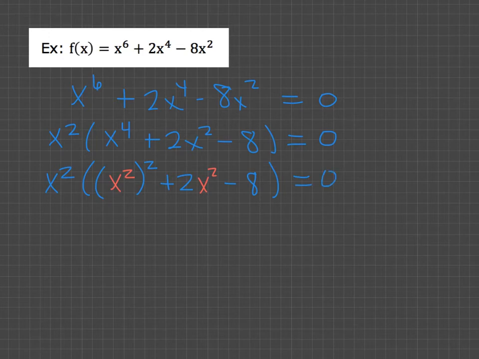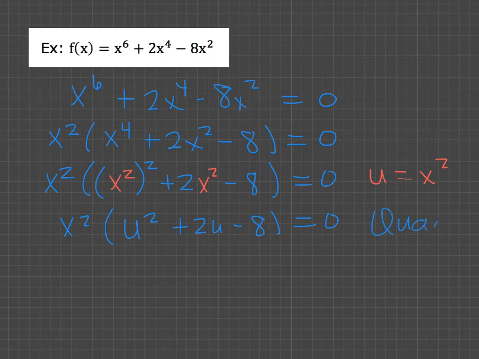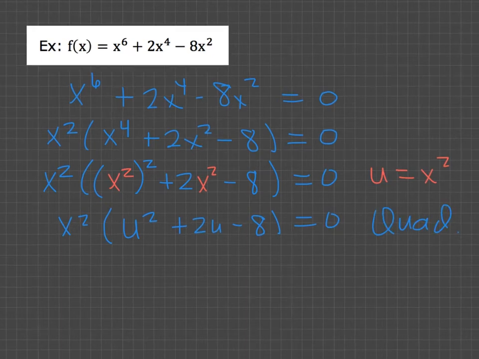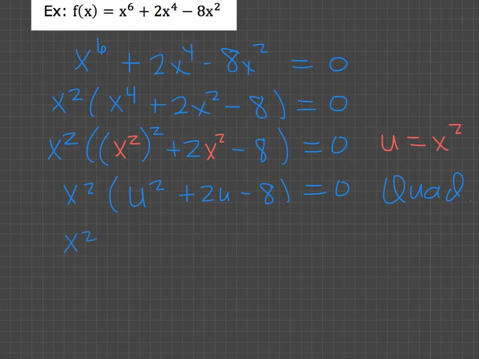We could even make a replacement and say, let u equal x squared. And then rewrite this. We get x squared out in front times u squared plus 2u minus 8 equals 0. Okay, that is a quadratic. And we know how to factor that, and we solve for x. So we have the x squared out in front. We don't want to forget that. And then we can write two linear factors with the u and the u, and think about what multiplies to negative 8 and adds to a positive 2, and that's going to be plus 4 minus 2.